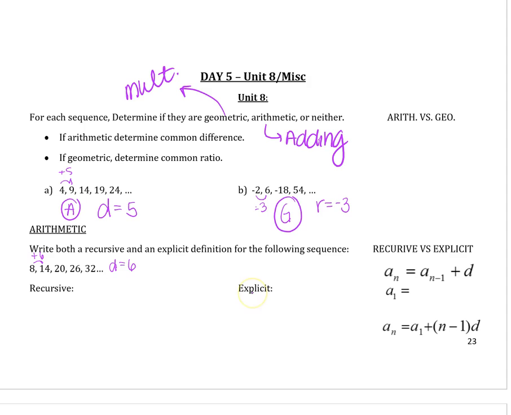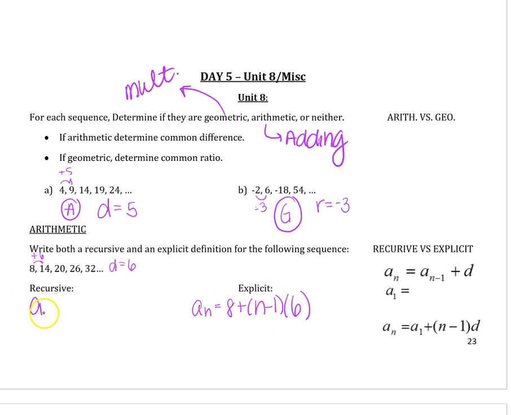Starting with an explicit formula, a sub n is equal to the first term, which is 8, plus n minus 1 times d, which is 6. Sometimes you would simplify this, like if it was a multiple choice, that might not be one of the answers, so just be aware, but that is a formula.